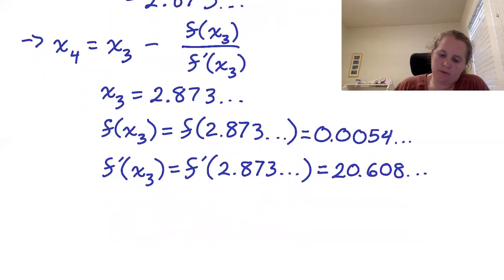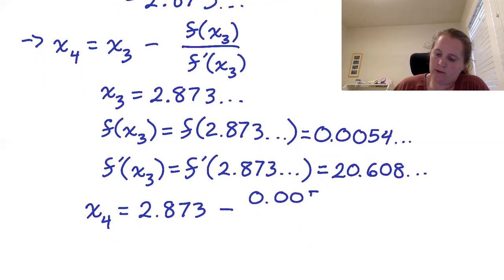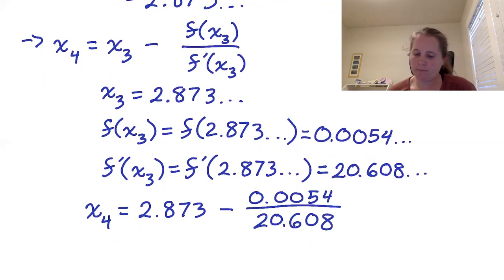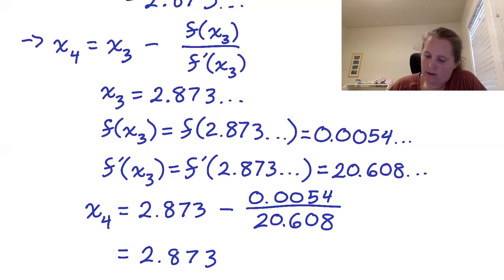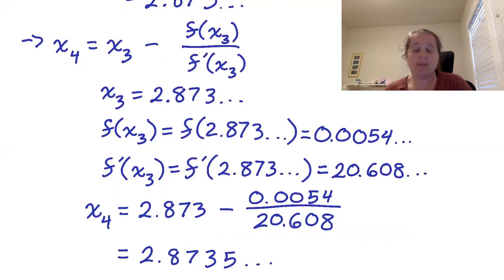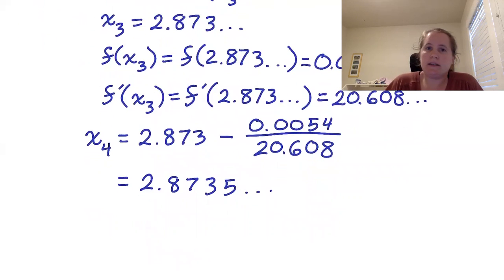And so if we find x4, we have our x3, 2.873 minus 0.0054 divided by 20.608. And this winds up giving us 2.8735 dot dot dot. So once again, our x3 and x4 agree on those first 3 decimal places, so we can go ahead and stop.